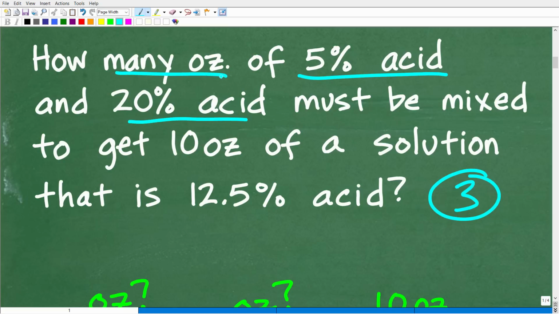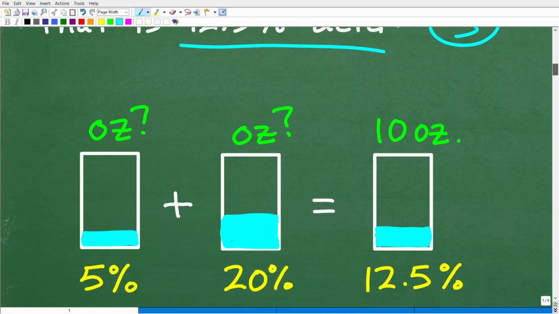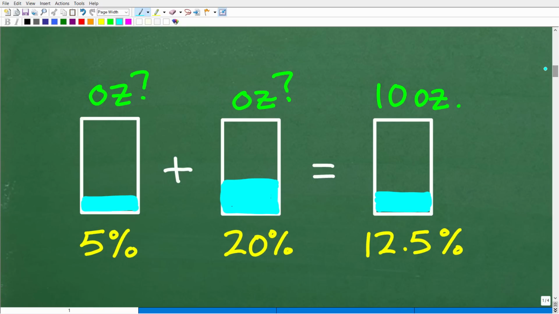We're looking for how many ounces of each of these, and we want to create some sort of mixture that is 10 ounces, and the mixture is 12.5% acid. So this can certainly be confusing. So you always want to construct a model of the situation. It's very, very helpful. And there are different ways to do this, but effectively, this is what's going on.